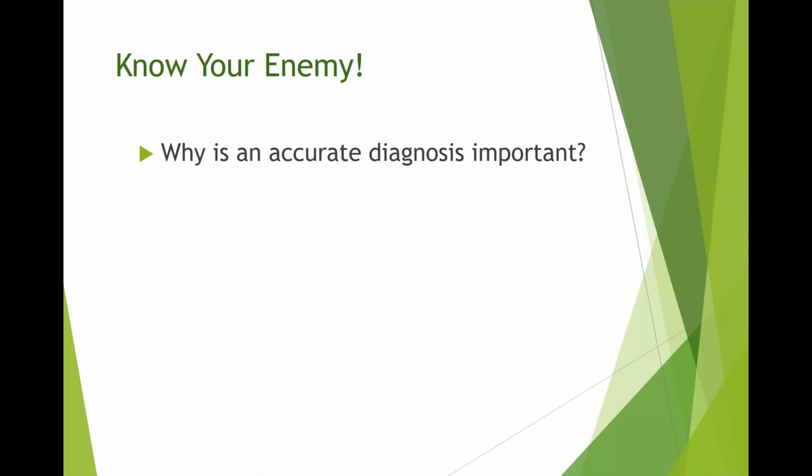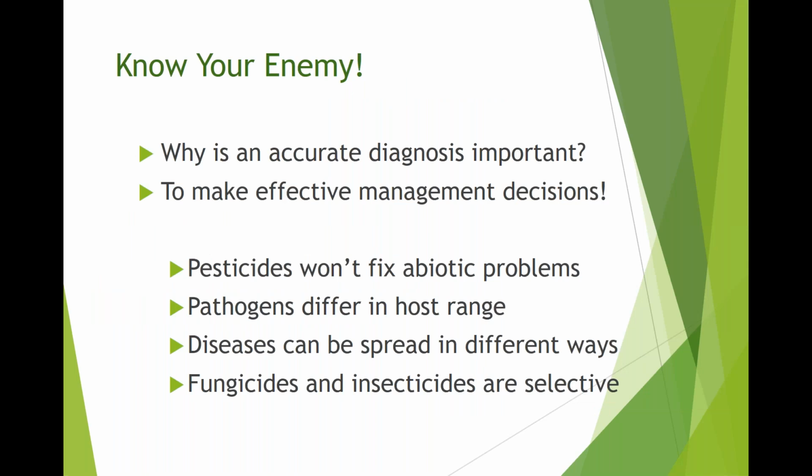Why is an accurate diagnosis important? Basically, it's to know your enemy. It's really important to know what the problem is in order to make effective management decisions. Some reasons for that: pesticides won't fix problems caused by those non-infectious or abiotic factors. Pathogens differ in host range, so it's important to know what you have, to be aware of whether it can spread to additional crops in your greenhouse or not.